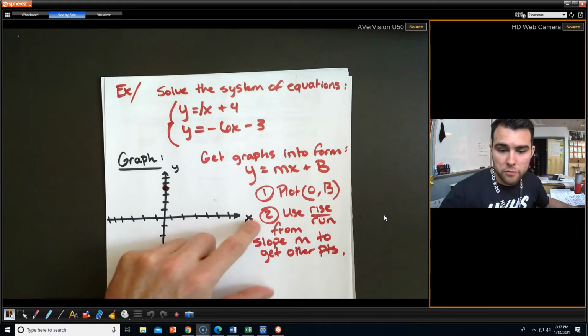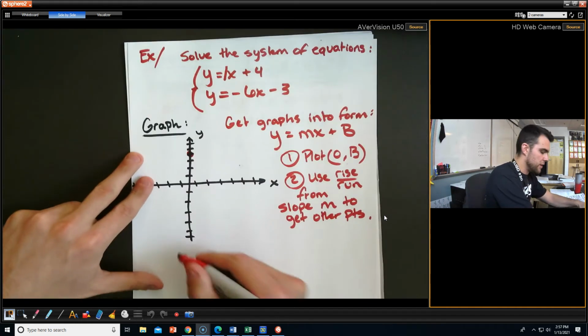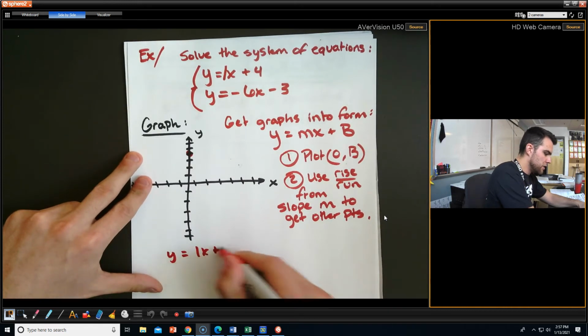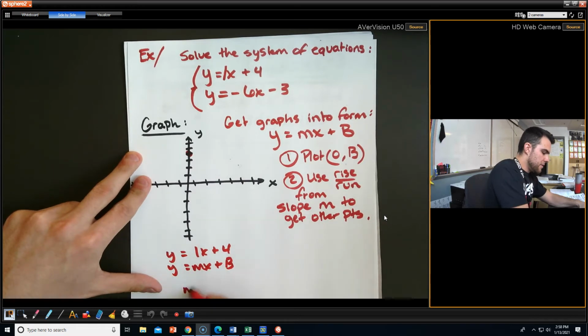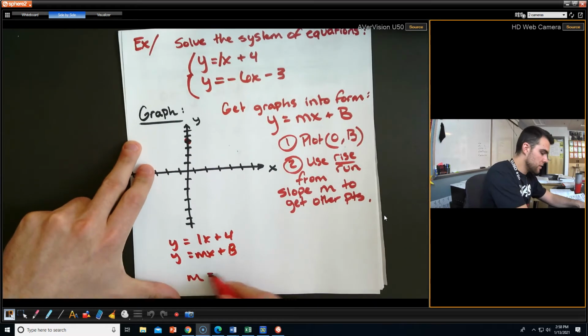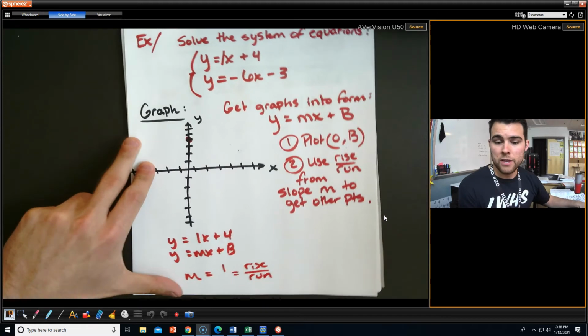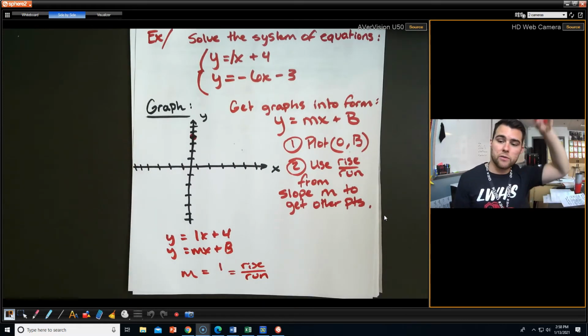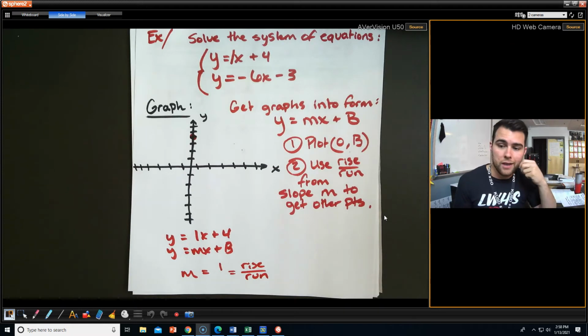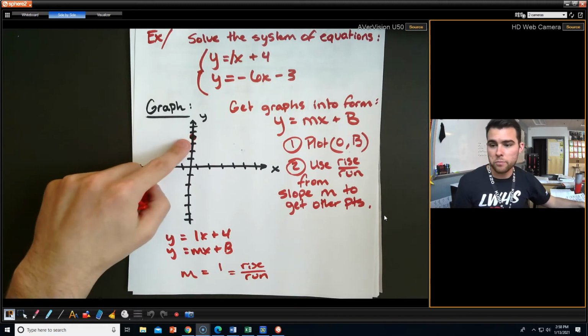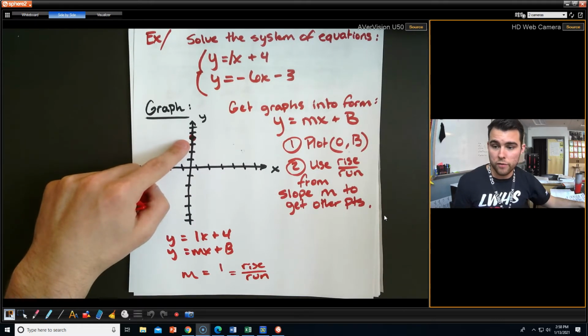And then I'm going to use rise over run from my slope m to get other points. So if I look at this equation, we have y equals 1x plus 4, and I compare that to y equals mx plus b. Well, the m has to be this 1, and usually we represent that as a rise over run. The reason we do that is for the graphing part. We know that when you're rising, you're going up and down. When you're running, you're going left and right. And that tells us how much we have to go up and down, left and right from this point. And we can keep doing it over and over and over again.